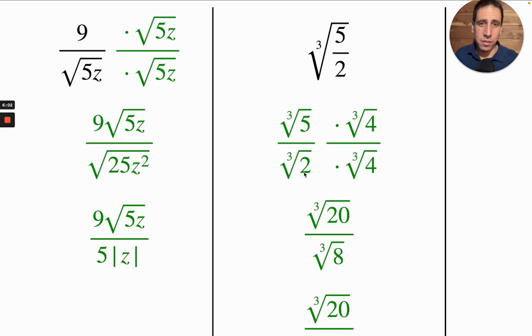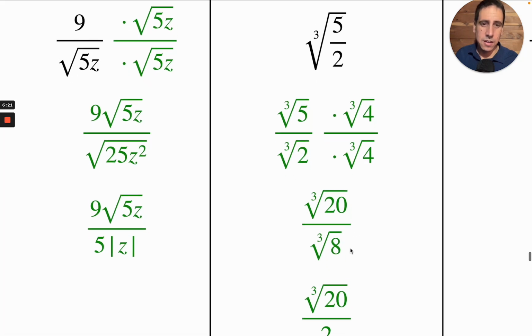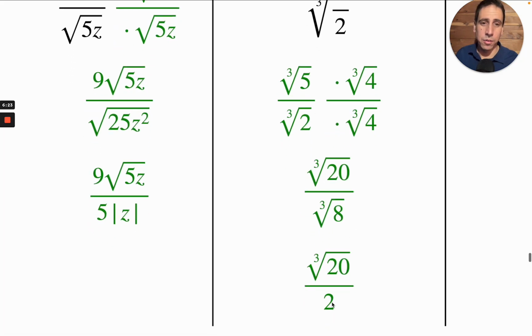So you have to think to yourself, what do I have to multiply 2 by to get up to a perfect cube? You have to multiply by 4. 2 times 4 is 8, and 8 is the number you can take the cube root of. So multiply by the cube root of 4: 5 times 4 is 20, 2 times 4 is 8. Great. Now you can take the cube root of 8, and there it is.